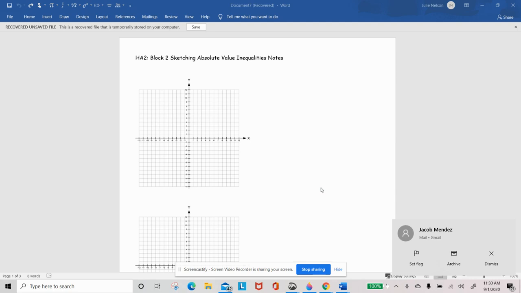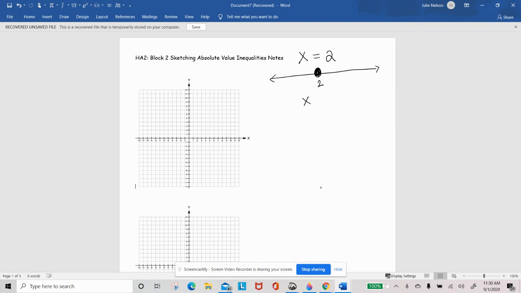All right. This is a quick reference to sketching absolute value inequalities. We started it in class, but I wanted to go over it a little bit more. So remember, like when you had algebra, if you had x equals 2, x equals 2 says that it's exactly 2. It's not greater than, it's not less than, it's not 2.5.